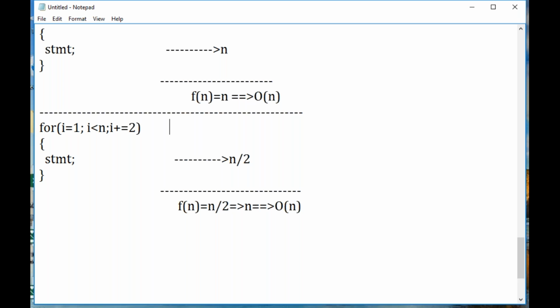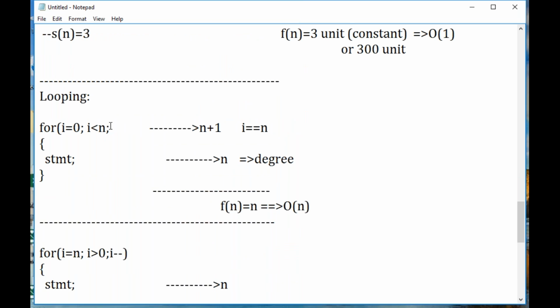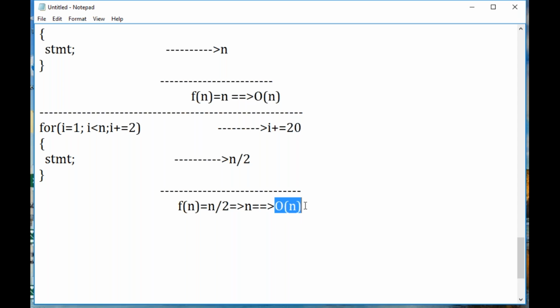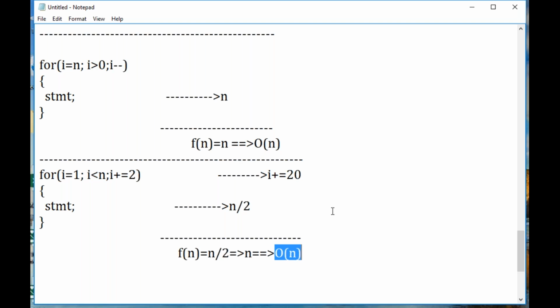So no matter whether your i value is incremented by 2, or by 10, or by 20, whatever it is, your order will be only order of n. Is that clear? Either you increment each step by 1, or you increment each step by 2 or 20, it does not matter. You're going to have the order of polynomial, and order of n as your notation. Clear with it? Shall we go for nested loop, single loop? Are you clear, guys?